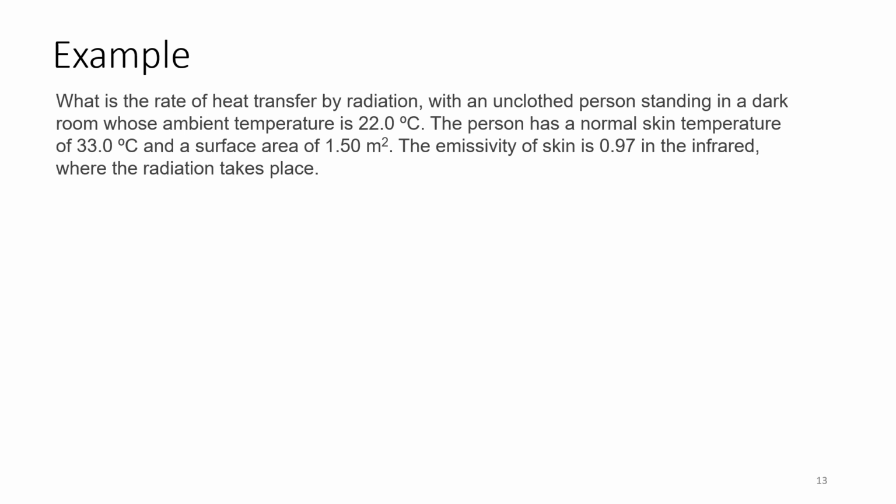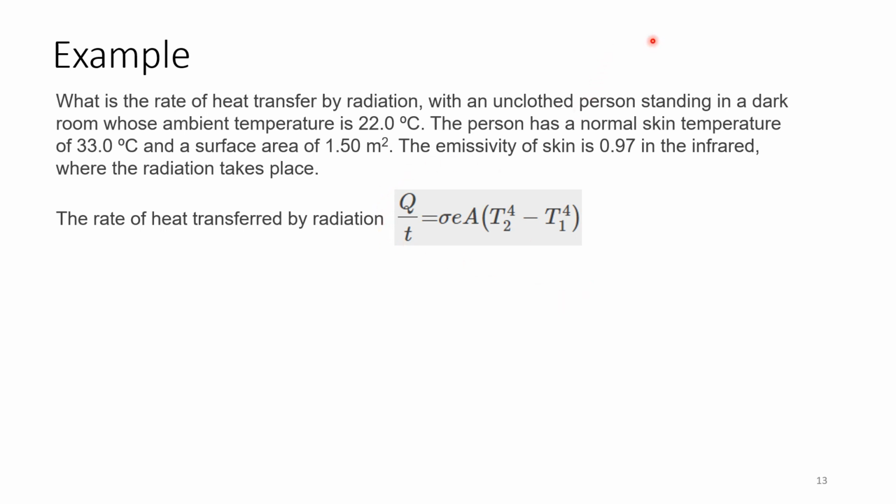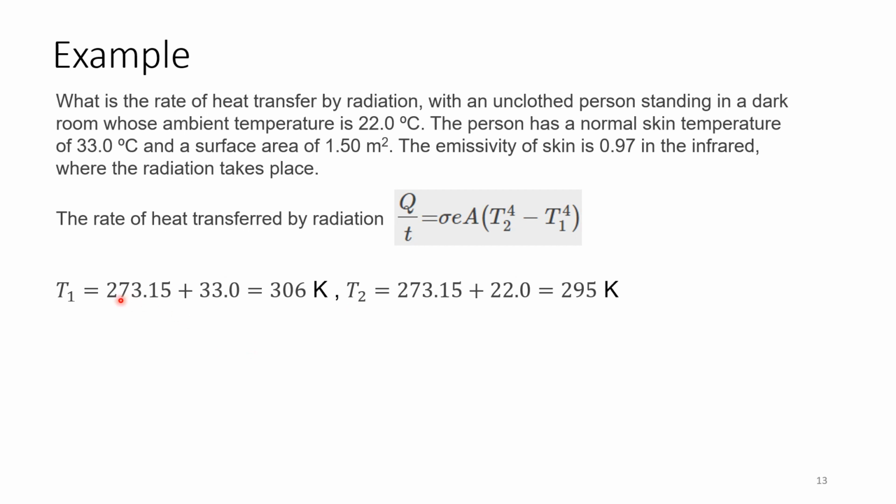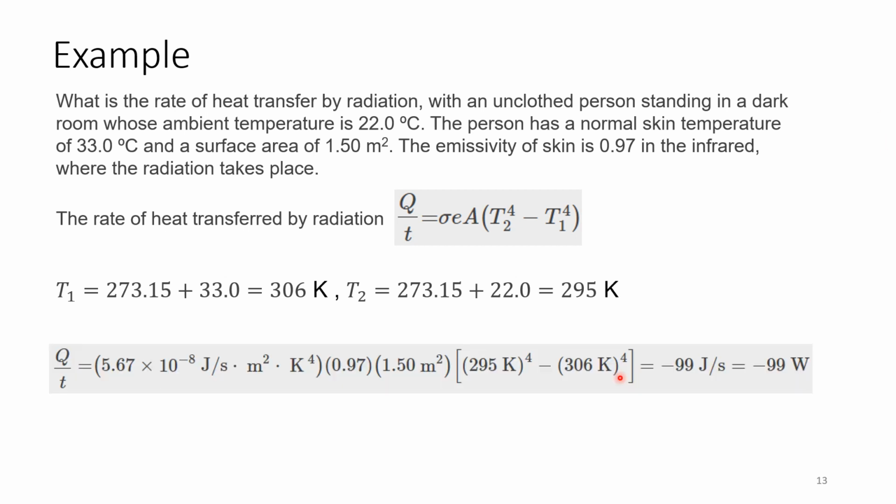Let's look at this example together. According to the equation of the rate of heat transfer by radiation, we can plug in the values of T1 and T2. We have T1 equal to 306 Kelvin and T2 equal to 295 Kelvin. Then the rate of heat transferred by radiation of this unclothed person is the coefficient times 0.97, the emissivity of the skin, times the total surface area of the person, times the difference of the temperatures, each to the power of 4. And we get minus 99 watts.